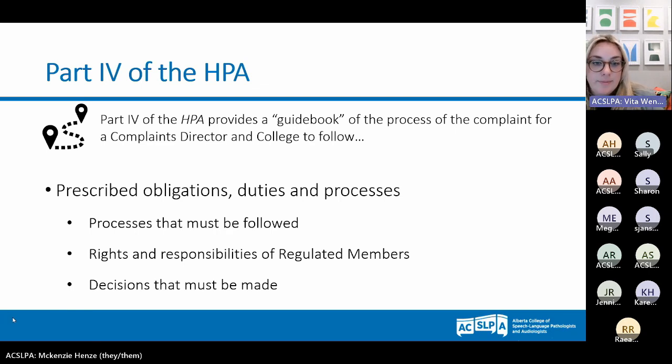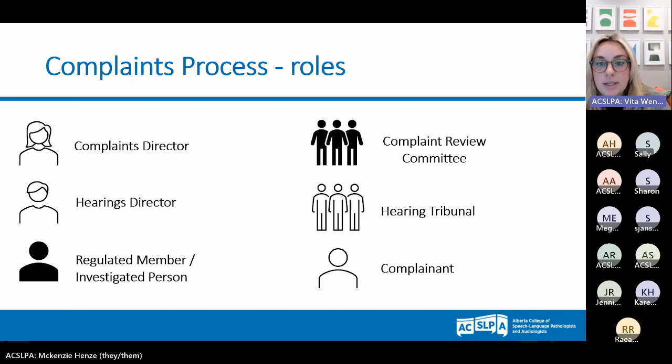Next slide, please. So briefly to review the participants in this process. As I indicated, I am the complaints director, and there are many complaints directors. There's one at every single college for all of the professions. The complaints director is an appointed statutory decision maker throughout this process. Next, there is a hearings director, a role Mackenzie, who's assisting today, is in. A hearings director's role is to be kind of a point person between the hearing tribunal, or a decision-making panel of persons, and the other participants, such as the regulated member and complaints director.